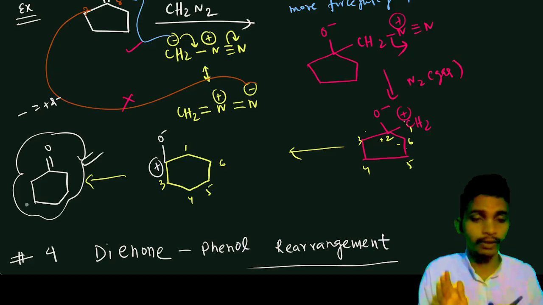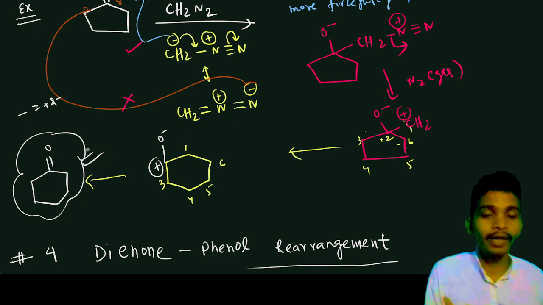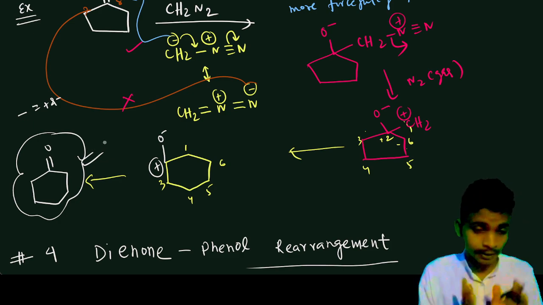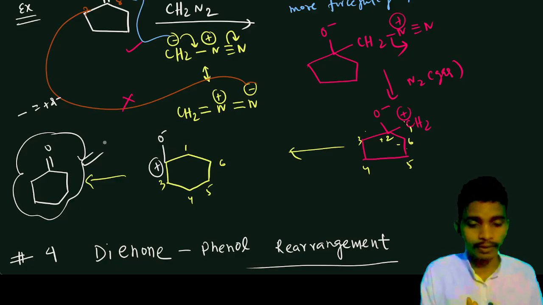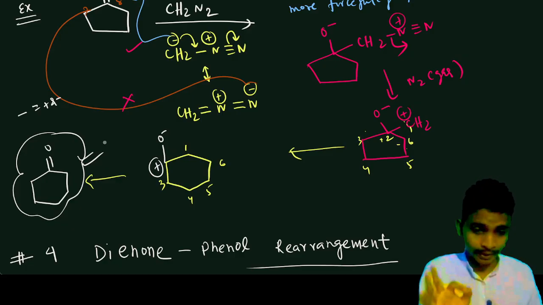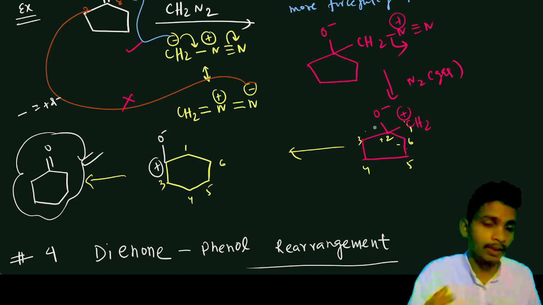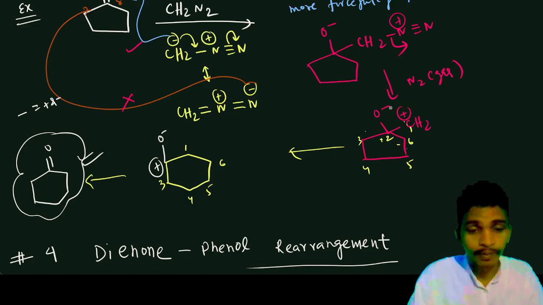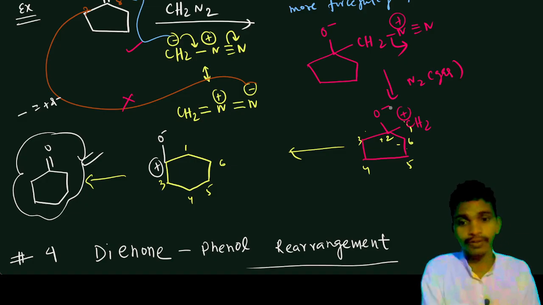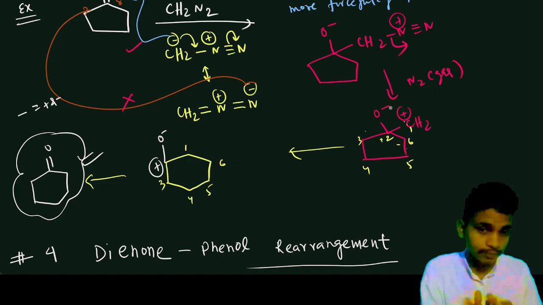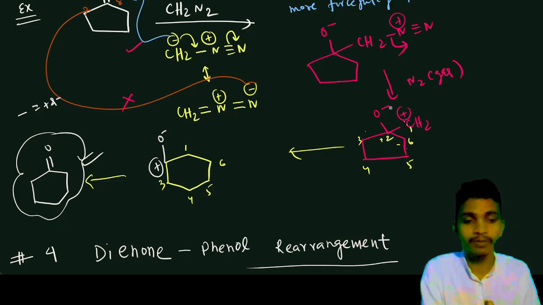Okay, so likewise we can solve questions related to the Tiffeneau-Demjanov rearrangement. In the Tiffeneau-Demjanov rearrangement, the driving force is the release of nitrogen gas. Okay, and whenever you see NH2 and the reagent is HNO2, it always releases nitrogen gas. Okay, so this is about the Tiffeneau-Demjanov rearrangement. We do not need to remember the name of the reaction. We just need to know the concept that whenever NH2 is there and HNO2 is the reagent, just remove the nitrogen gas and a carbocation forms.